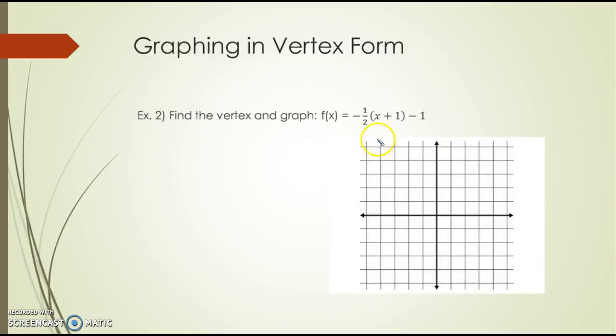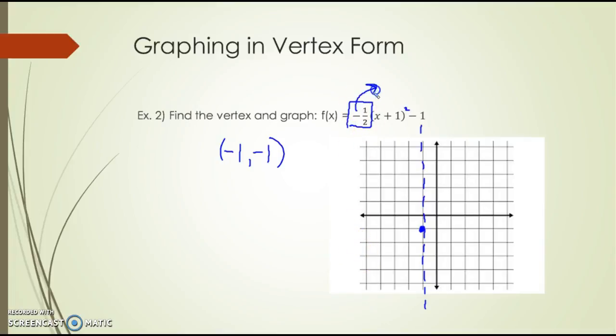I want to find the vertex of this one. So my h is a negative 1, and then my k is a negative 1. And we got a little typo, forgotten the squared. So I can go negative 1, negative 1. And that's the middle of my graph. That's where my axis of symmetry is. And then I can use my negative 1/2 to find my other points.